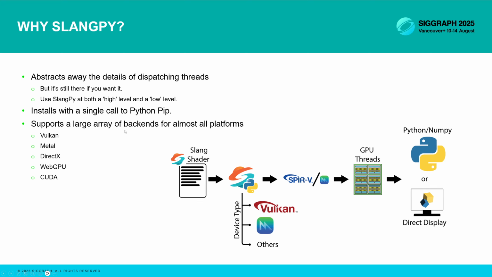It supports a large variety of backends for most platforms, I think almost all platforms, in fact. Vulkan is one of the main ones. When you create your SlangPy device, as we saw earlier, it's going to use a default device from its RHI, its rendering hardware interface, which is usually Vulkan. But you can specify others. You can specify DirectX if it's there. You can also specify WebGPU and CUDA. If you're on the Mac, you'll be using Metal. In fact, I think it'll just default to Metal on the Mac.